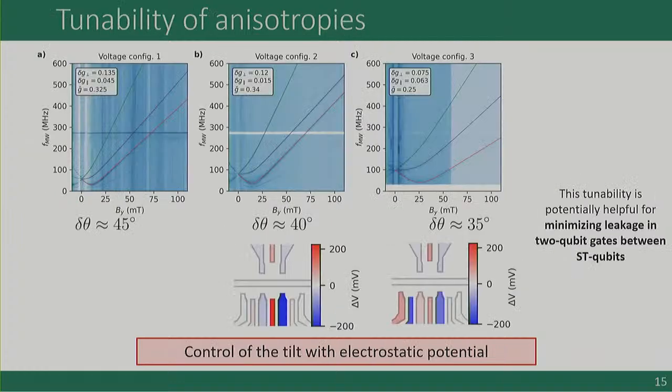And also we can tune this angle by changing the voltage in our electrostatic gates. So here you see 3 spectroscopies in plane, but changing the voltage configuration of our gates, even changing them up to 200 millivolts, you can see that the tilt changes. And this might also be potentially useful for minimizing the leakage when doing 2-qubit gates with singlet-triplet qubits.